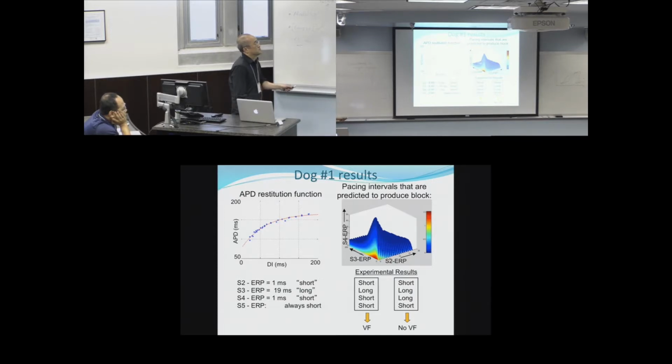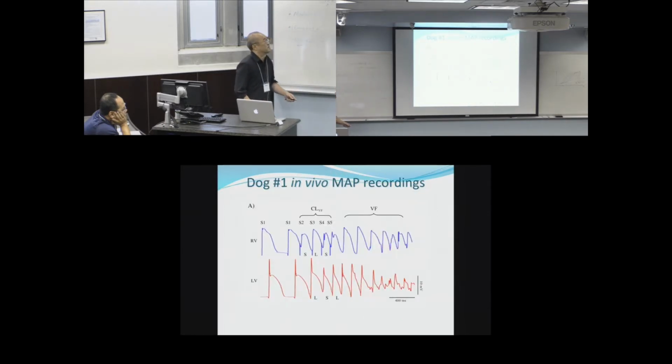So the model predicts that short, long, short, short should produce block and VF, and in the experiment it actually does. And we also tried other kinds of intervals like short, long, long, short, which doesn't produce VF. This in vivo experiment agreed with the coupled MAPS model.